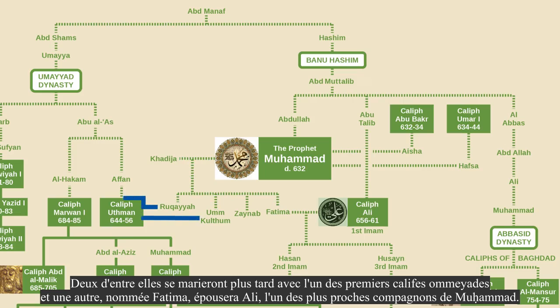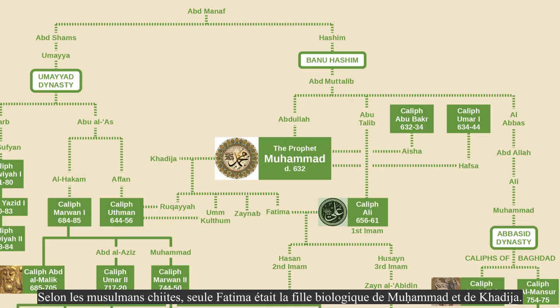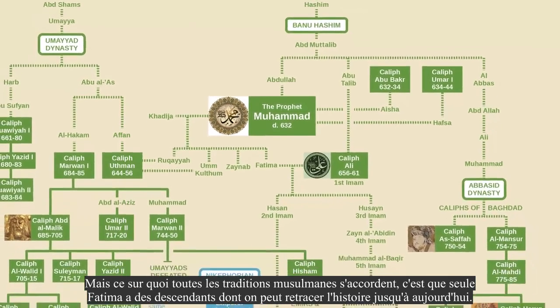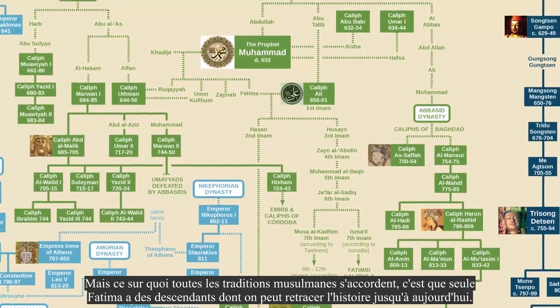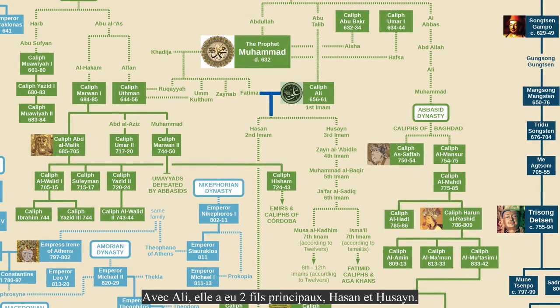2 of them would later marry one of the early Umayyad caliphs, and another, named Fatima, would marry Ali, one of Muhammad's closest companions. According to Shia Muslims, only Fatima was the biological daughter of Muhammad and Khadija. According to that tradition, the other daughters were actually the children of Khadija's sister and were adopted. But what every Muslim tradition does agree on is that only Fatima has descendants that can be traced to today. Together with Ali, she had 2 main sons, Hassan and Hussein.